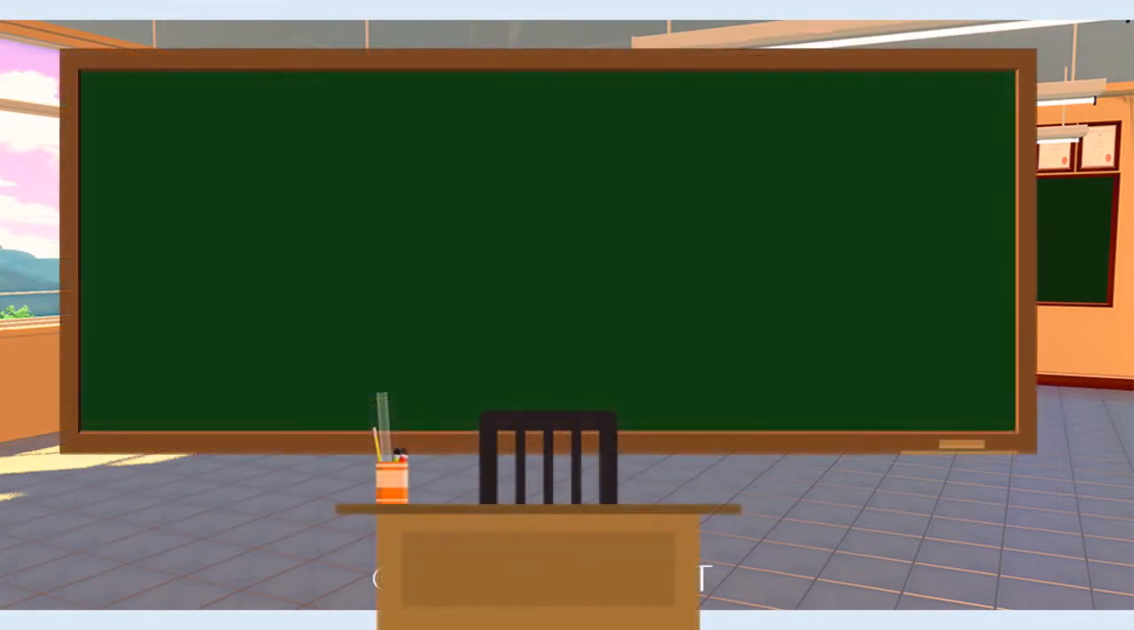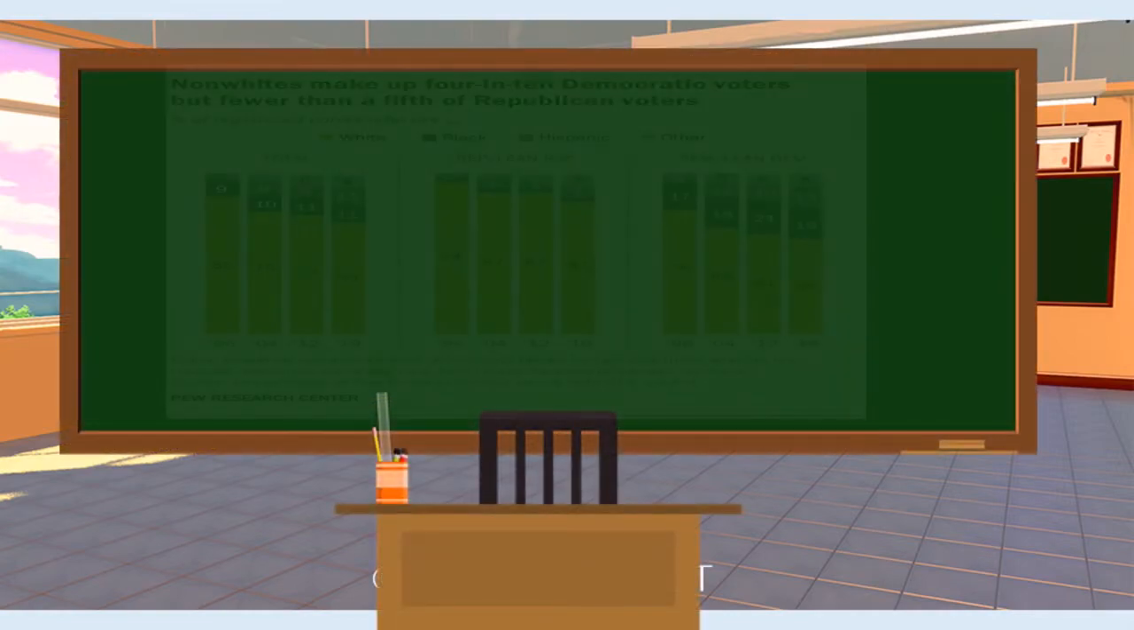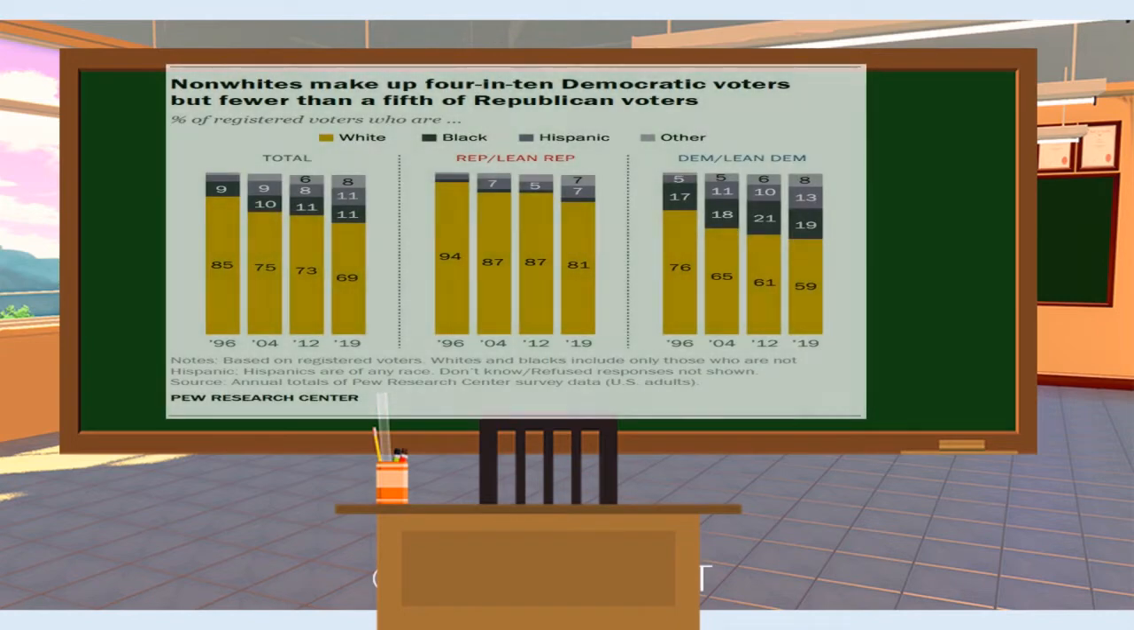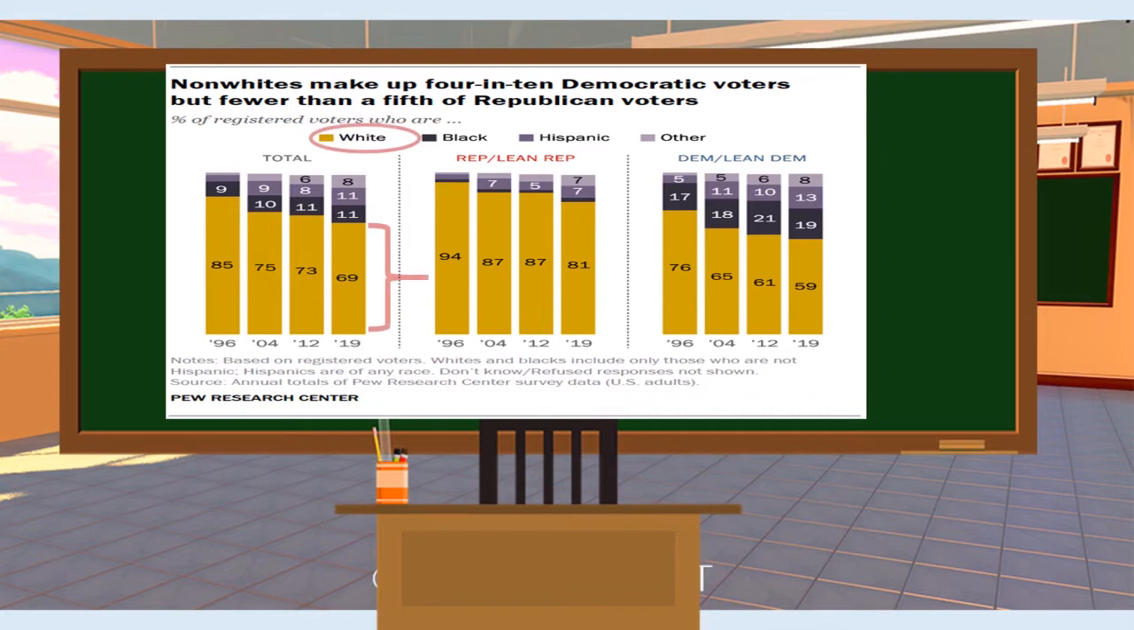In the 2020 presidential election, 69% of voters were non-Hispanic white Americans. However, their share of registered voters is diminishing and declined from 85% in 1996 to around 69% just ahead of our last presidential election. The graph demonstrates the decreasing effect of the white non-Hispanic voter.